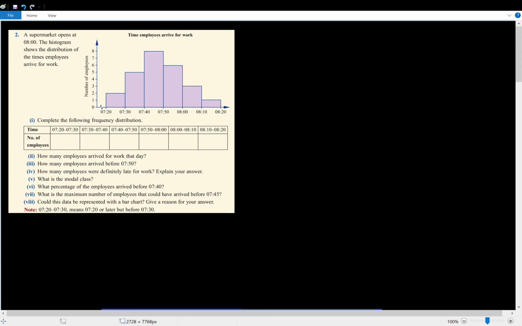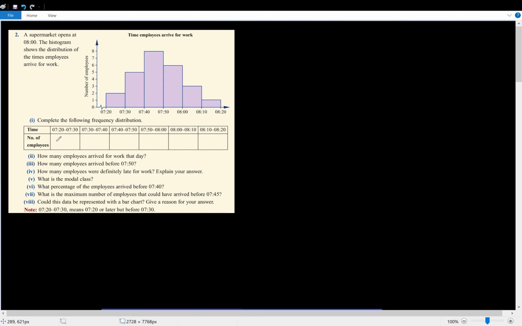This is question 2 from exercise 13.6 in Project Maths 2. A supermarket opens at 8 a.m. The histogram shows the distribution of the times employees arrive for work. So we can see this here. We've got the number of employees up along the left and the intervals for the times in which they arrived along the bottom. So the first thing we have to do is complete the following frequency distribution.